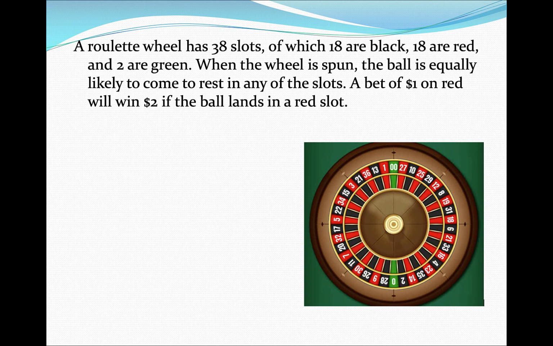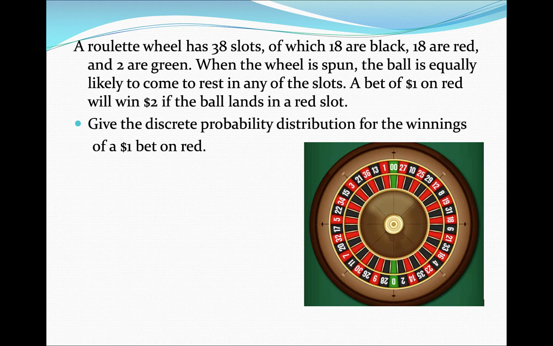So if you bet $1 on red, then you will win $2 if the ball lands on a red slot. So that's basically the way this works. If you bet on either red or black, which are common bets, if the ball lands on red and you bet on red, then you basically double your money. So if you bet $1, you win $2. If you bet $100, you would win $200. So we're just going to look at a $1 bet. But of course, this would extend to bigger bets. You always just double your money if you win.